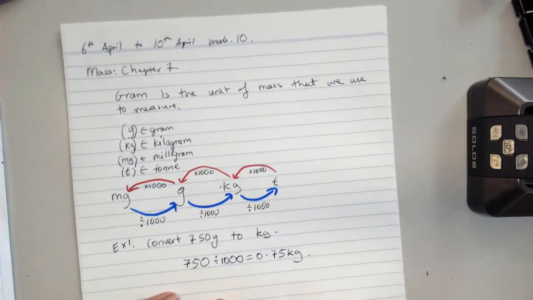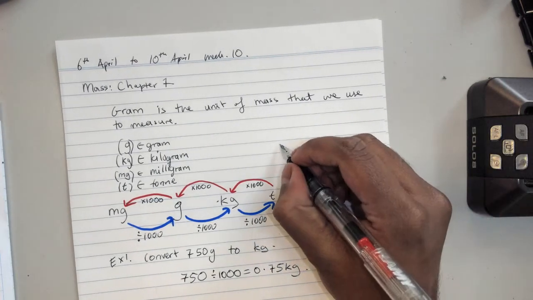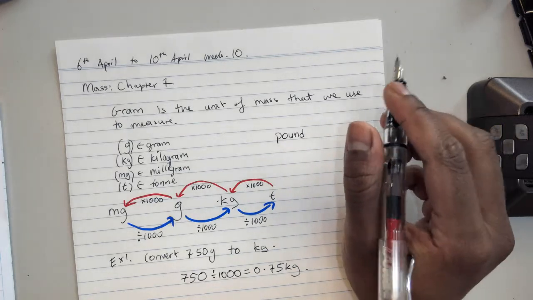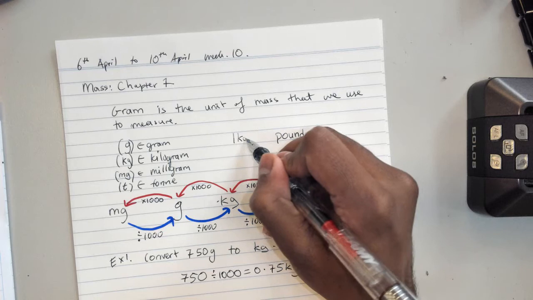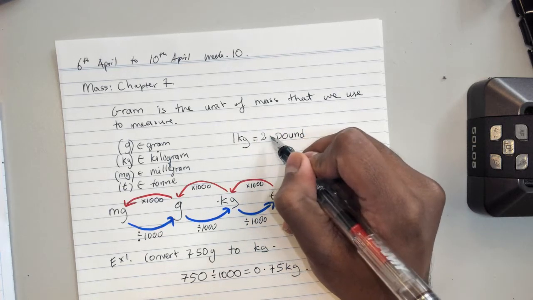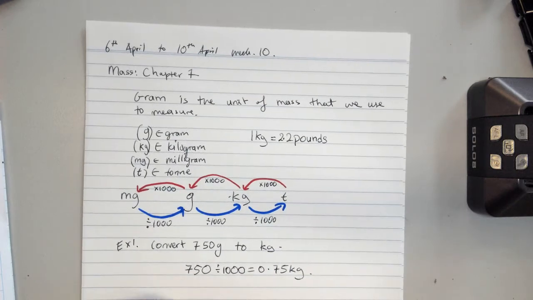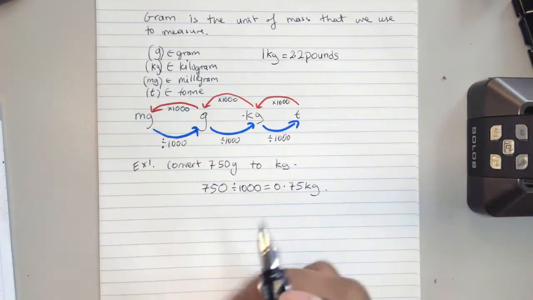Ooh, I forgot, guys. Let's add one very small thing. Now, I know that we don't use pounds because pounds is an American word, but just for your information, 1 kilogram is equal to 2.2 pounds. Okay, 1 kilogram is equal to 2.2 pounds. So we're going to use that in example 2.